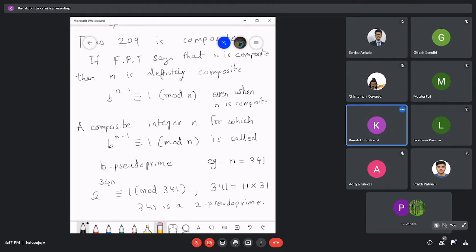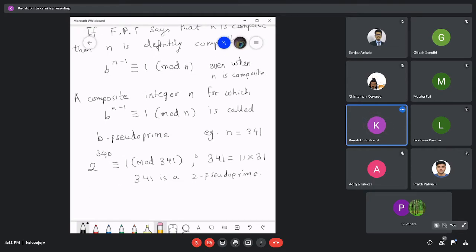Similarly, there are some other examples for base 3. One of the numbers is 91. 3 raised to 90 is congruent to 1 mod 91, even though 91 is actually 7 into 13. Therefore, 91 is a 3 pseudo prime.